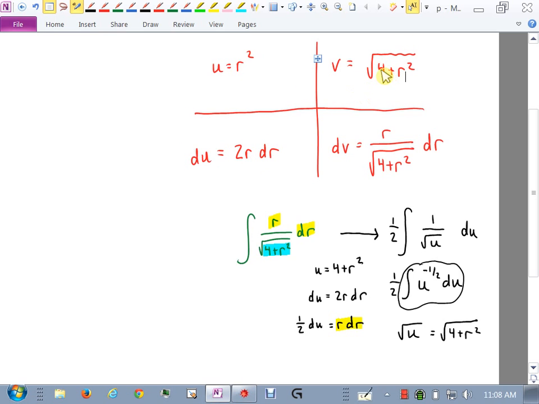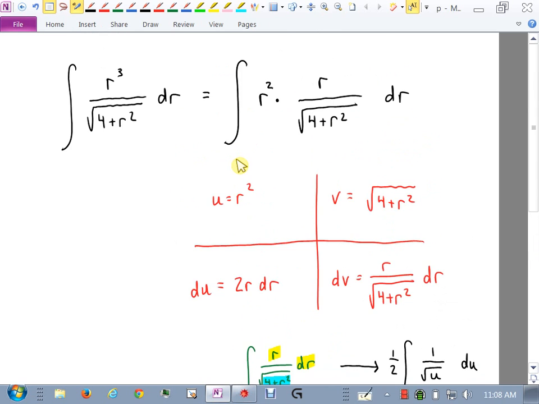That's right. If you let u be this inside, what's the derivative of that? 2r, and you've got 2r dr right there. So you're going to have everything you need for that next substitution. But I'll write it down.